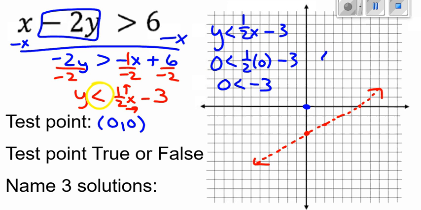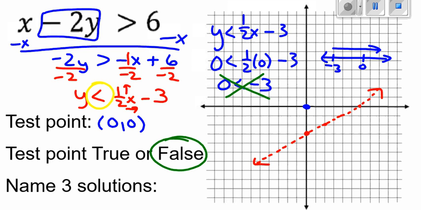Well, if you think about your number line, 0's here, negative 3 is over here. It goes from small to big. 0 is bigger than negative 3. 0 is greater than negative 3. So this is false. This is a false statement. Okay? So since 0, 0 did not work, I can't shade the side of the line that 0, 0 is on. I have to shade the other side of the line. So instead of shading where the 0, 0 is now, I have to shade on the opposite side. So I have to shade over here because 0, 0 did not work.